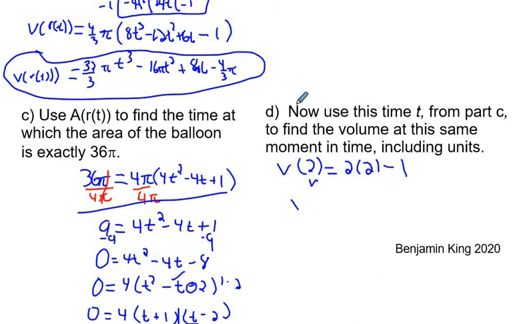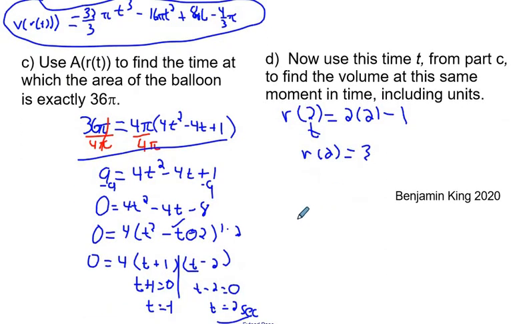So, oops, that's an r. It's kind of hard to read that. Let me fix my handwriting there. Okay, so the r equation at the time t, so that would be r of 2, the radius at 2 seconds, would be 4 minus 1 or 3. And now we're going to plug that into the volume equation.